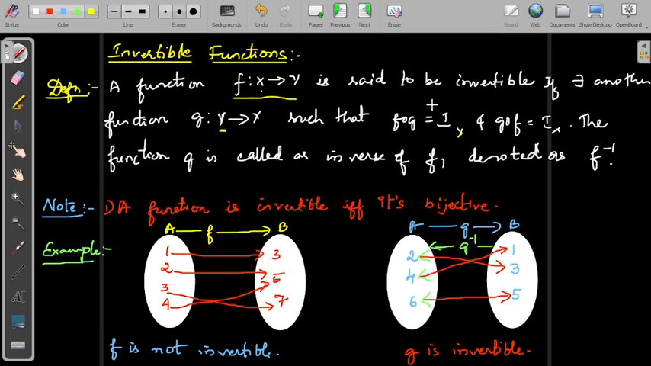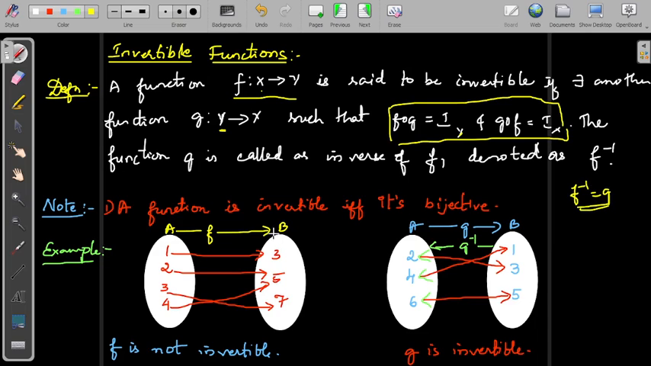If it is possible to have such a function g, that means f composite g is equal to g composite f is equal to the identity function, then that g is called the inverse of the function f, and it is denoted as f inverse. f inverse is equal to g, we say. So this is what the definition of an invertible function means.